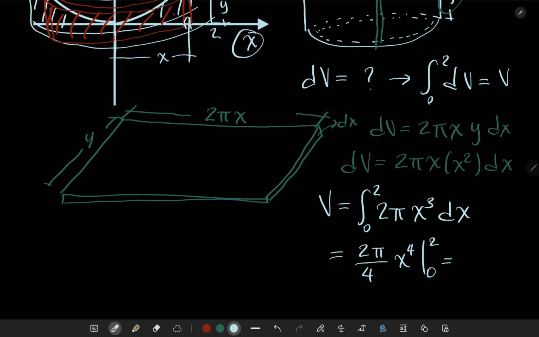All right, and now it's just a matter of plugging this in. I could have simplified here a little bit. At the end it's going to be 2 to the 4, which is 16, divided by 4 is 4, times 2, 8. That's going to be 8 pi minus 0, but that's just going to be 8 pi by computing that integral. And that's going to give us, if you want to be precise, units cubed, because you're now computing a volume for that bowl that we computed.